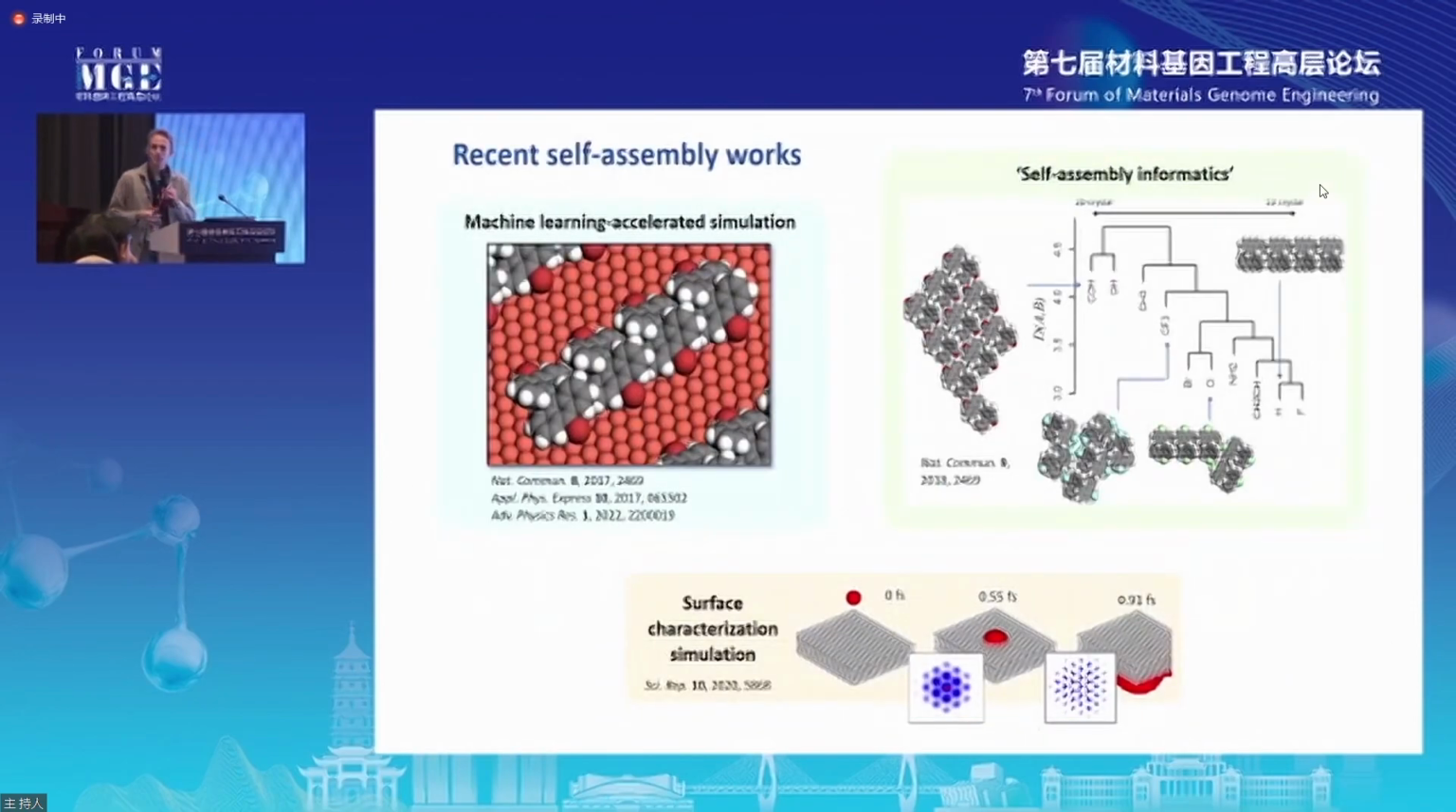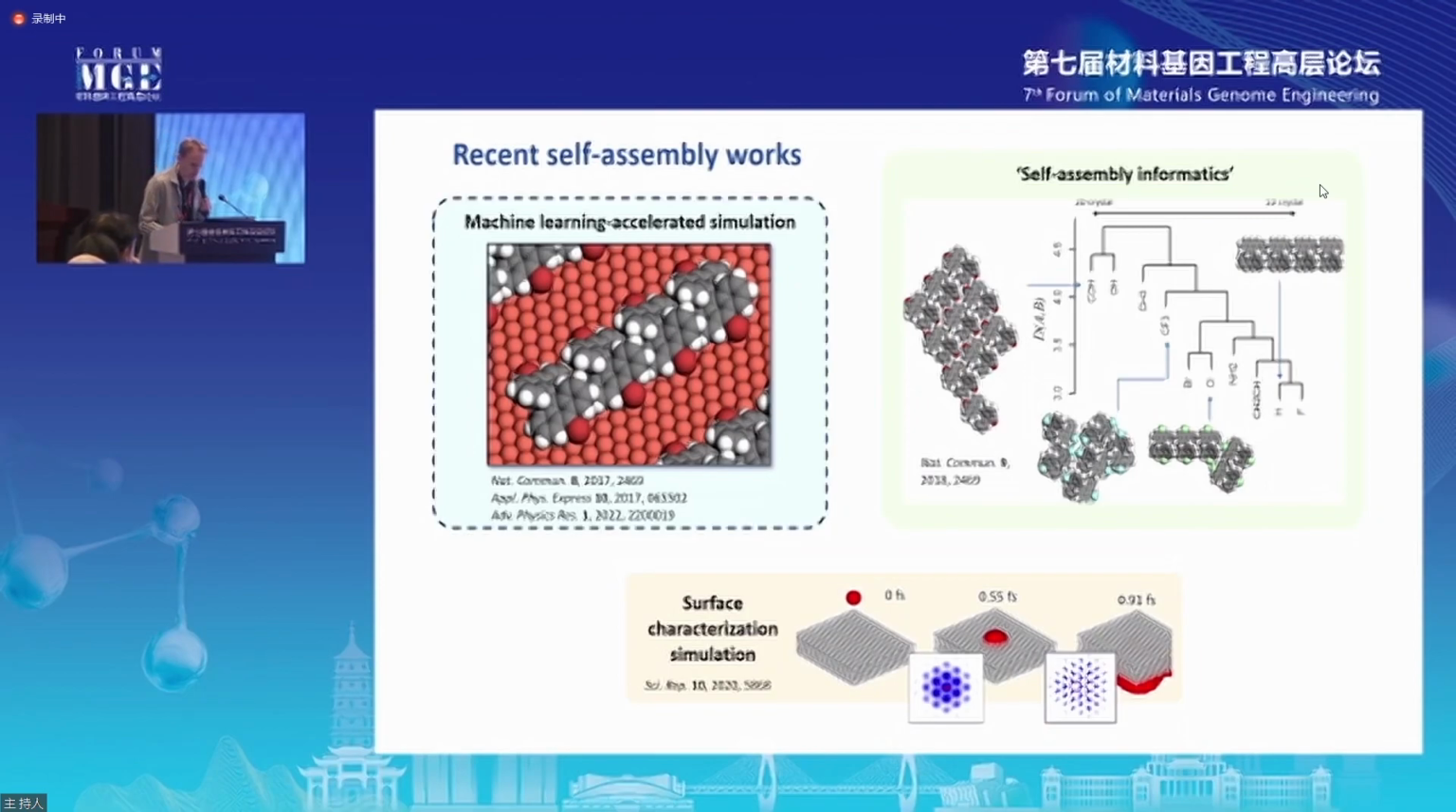Some recent work we've been doing in our group over the last several years: we've been using machine learning to accelerate simulations to predict on-surface assembly. We've been doing a little bit of informatics associated with self-assembly too, and a little bit of surface characterization simulations as well. But today I'll just talk about the first two topics.